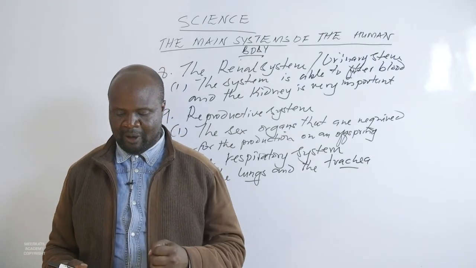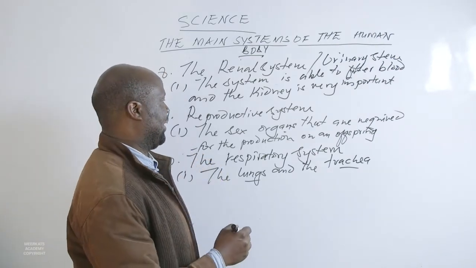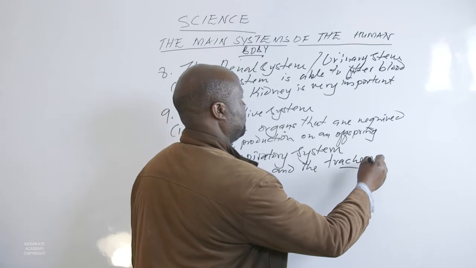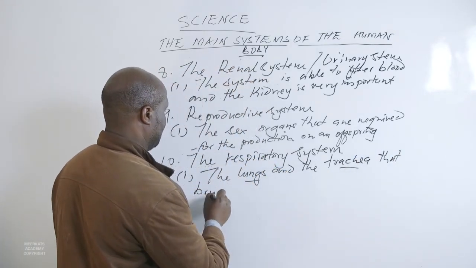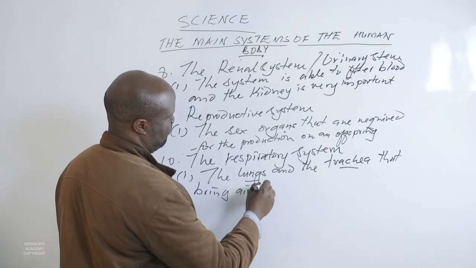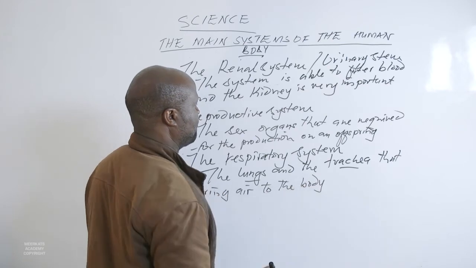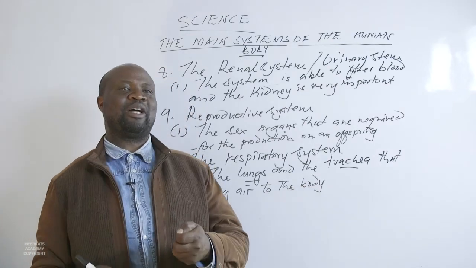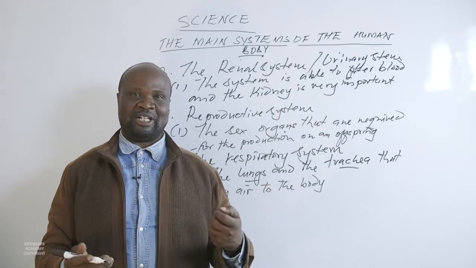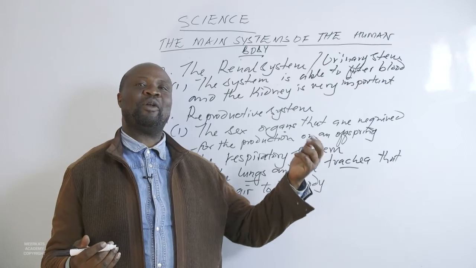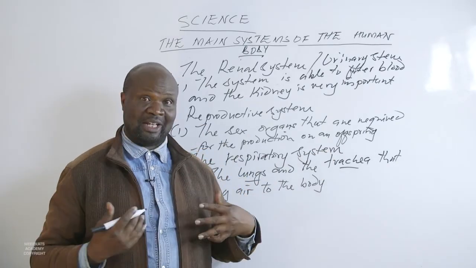So we can say the lungs and the trachea bring air to the body. The trachea is important. If somebody wants to strangle you, then he will interfere with the trachea. Yes, you are breathing through your nose. The air will pass through the trachea to reach the lungs.